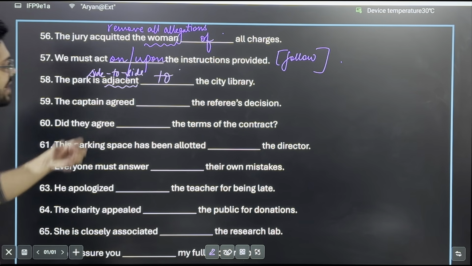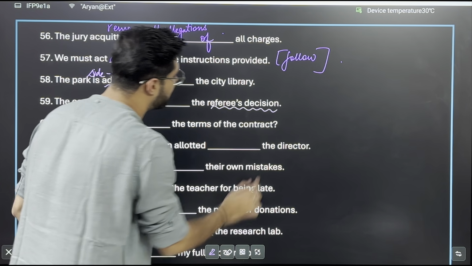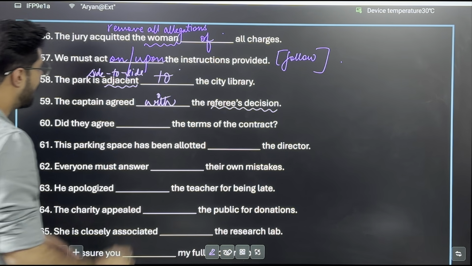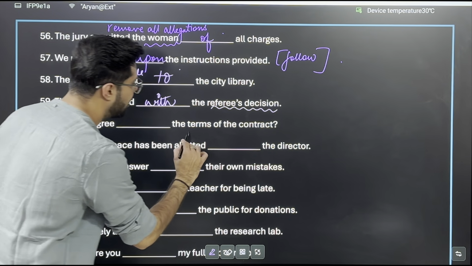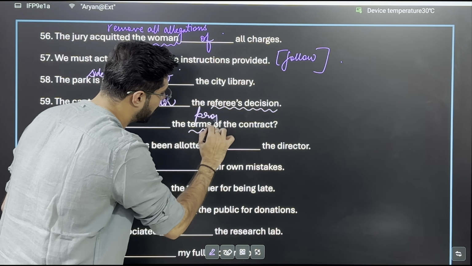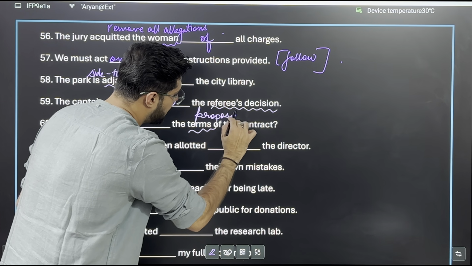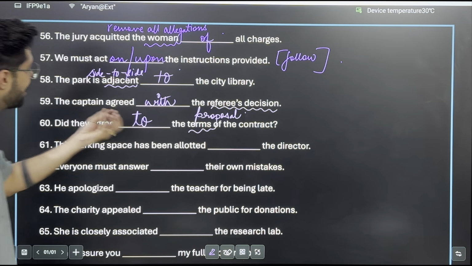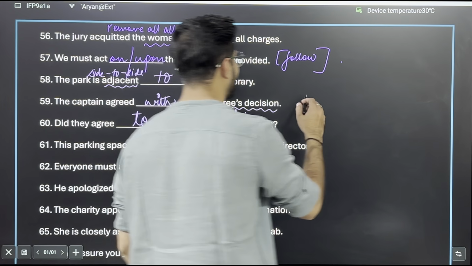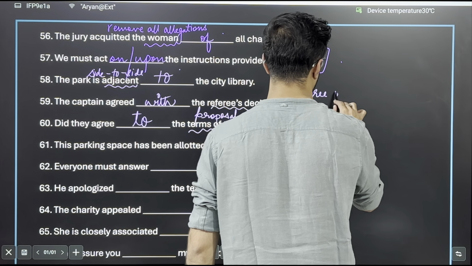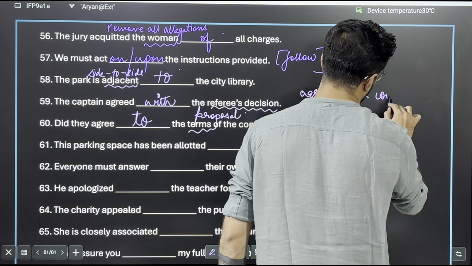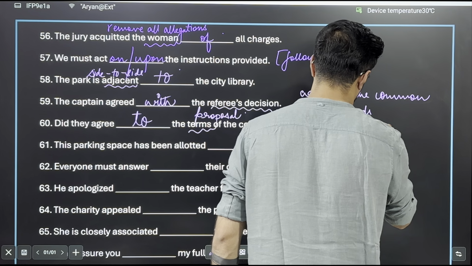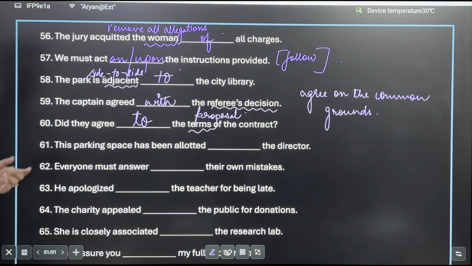The captain agreed dash referee's decision. So referee ने कुछ कहा, उसके साथ वो agree कर रहा है. So basically you always agree with the person. And did they agree dash the terms. Terms का मतलब हो गया जो भी proposal रखा गया होगा, जो भी प्रपोजल या टर्म रखा गया है, you always agree to that. ठीक है, the captain agreed with the referee's decision and did they agree to the terms of the contract. And please remember that you always agree on the common grounds. ठीक है, उसके साथ agree on use होता है.